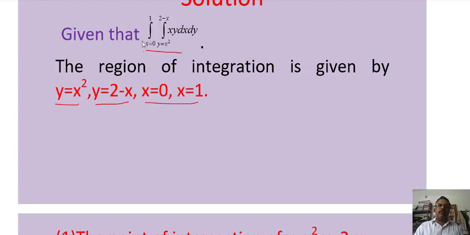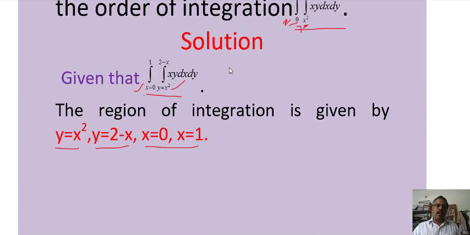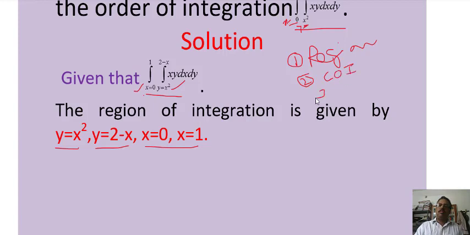Now this is the double integral. First we will integrate with respect to y, then integrate with respect to x. First we will find the region of integration. So for applying this method, first find out the region. First step, find out the region. In the second step, change the order of integration with the limits. Now third step, evaluation.